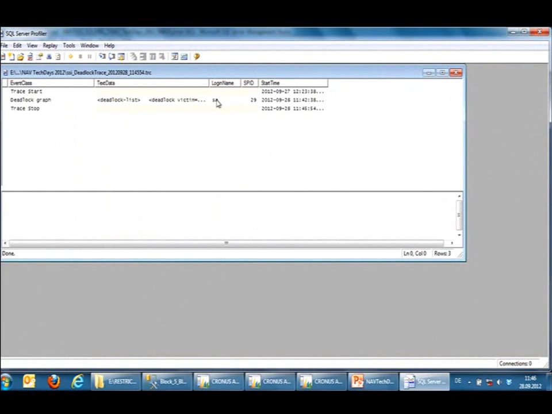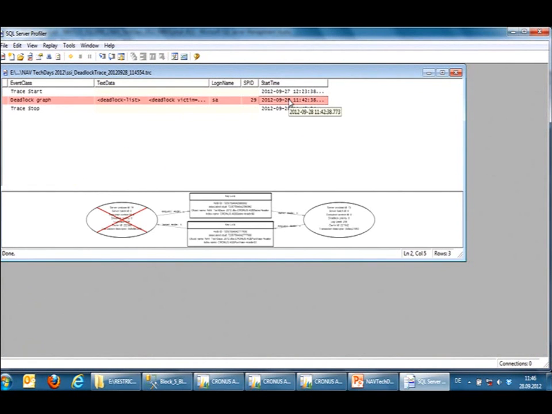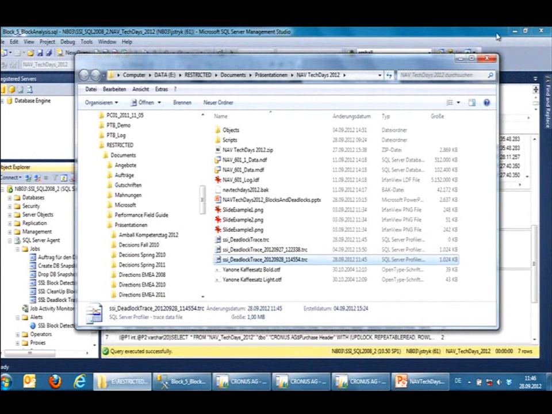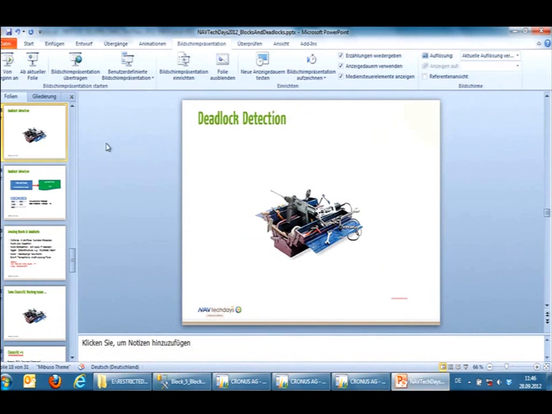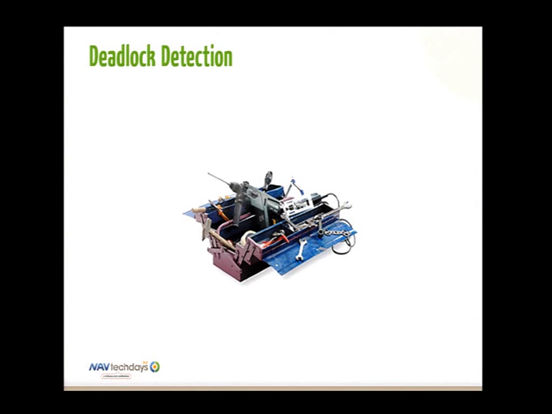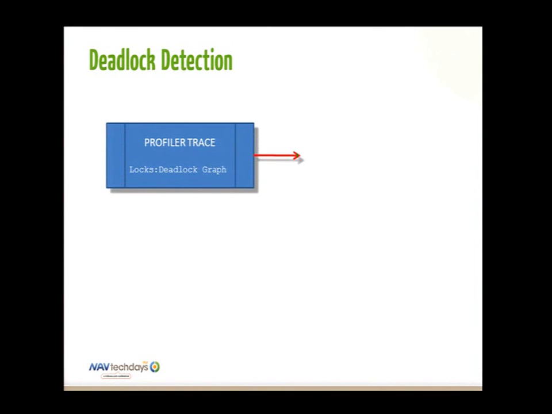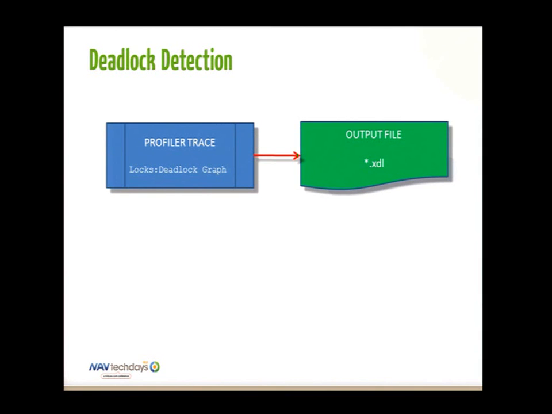So here's the deadlock from just right now. Okay, so that means now we have an even more complex process. We have a trace and a file. Hooray. That's it. Again, that's 100% onboard features, just a little bit of coding in SQL.